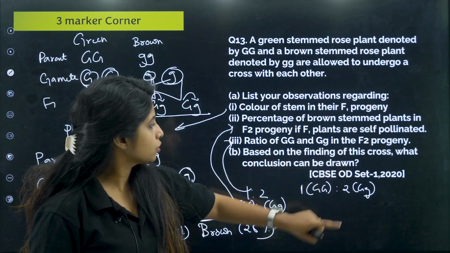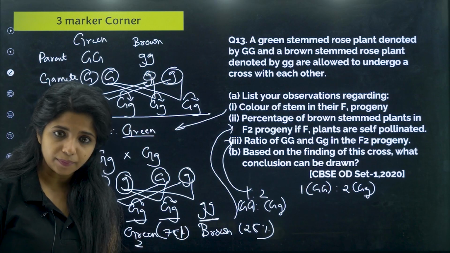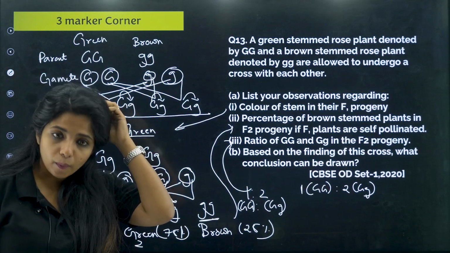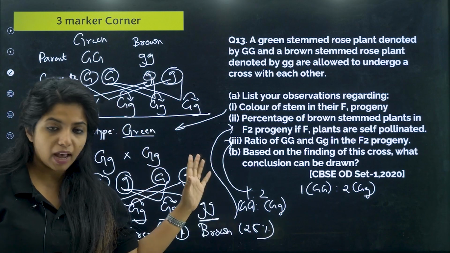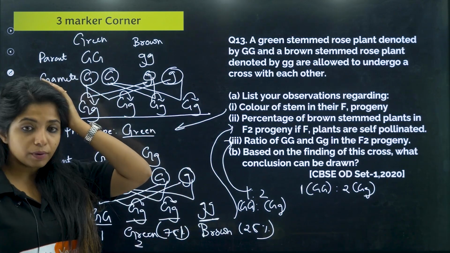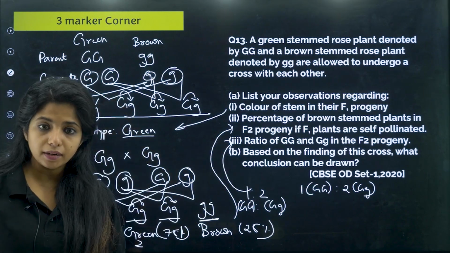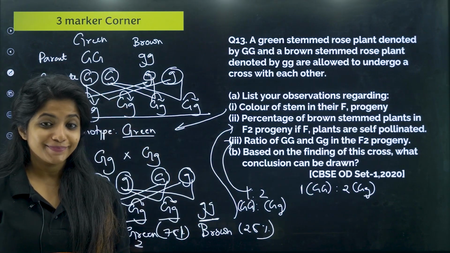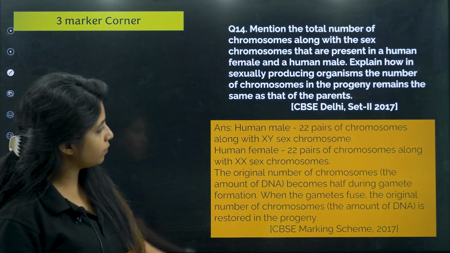Based on the findings of this cross, what conclusion can be drawn? The conclusion that can be drawn is that capital G, or basically green color, is a dominant trait and it is following the rules of Mendel's monohybrid cross. I can find that capital G is the dominant trait, which is why it has been shown, and it is also following the rules of Mendel's inheritance. Monohybrid cross. Chalo. Oh, I have mentioned the answer over here. Don't see the answer.